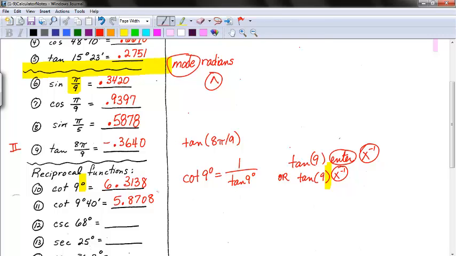Okay, now the next one. Critical part is that you get the right reciprocal function. Cosecant is a reciprocal with sine. So do sine of 68, close the parentheses, then the x to the negative 1 key.